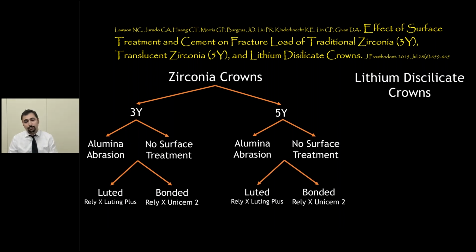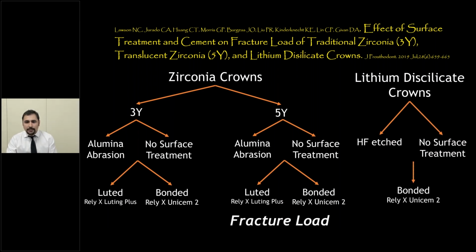Which is resin modified glass ionomer, and in bonded, they use Relax Unison 2, which, if you go back, is a self-adhesive resin cement. So it doesn't need any additional components. And the lithium disilicate, they etched it or didn't etch it. Now, they did the same thing. They fractured the crowns and checked if the fracture load changes if they bond it or lute it.